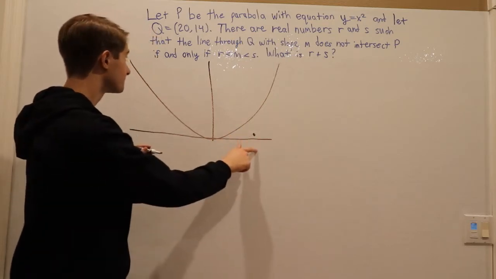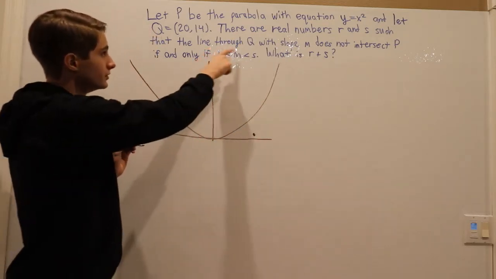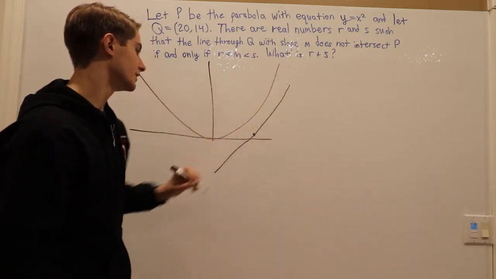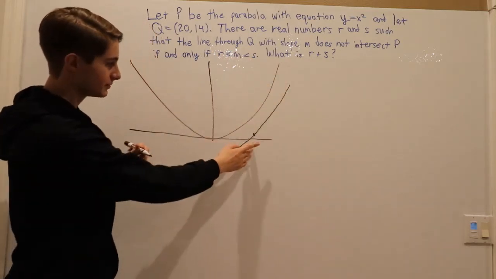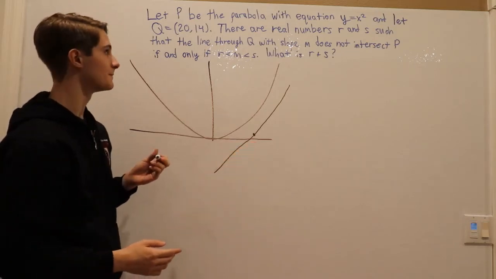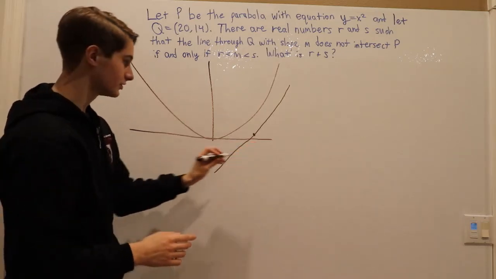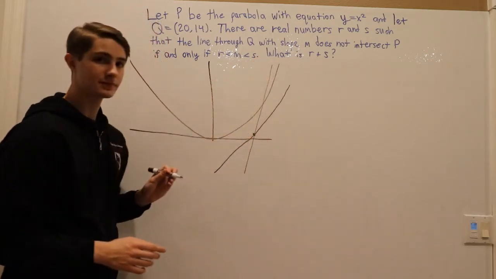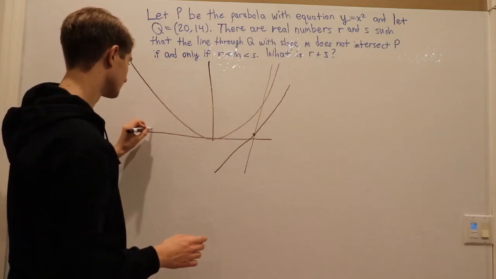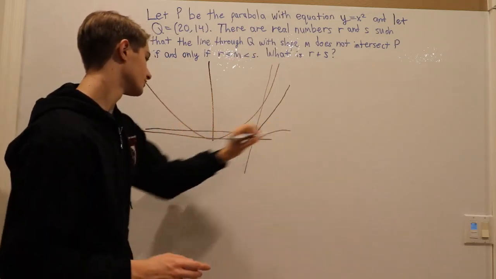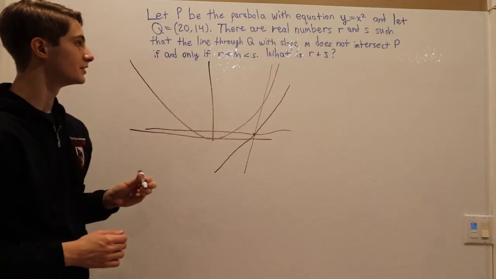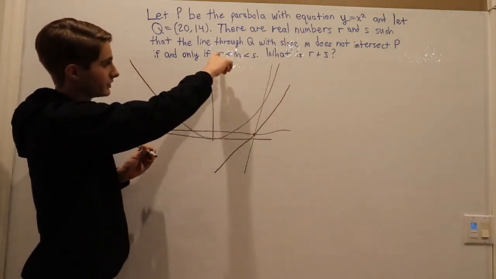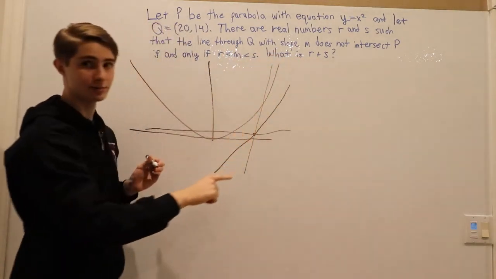So this is Q. And we have a line that goes through Q with some slope. We want this line to not intersect the parabola. So this is an example of a line that wouldn't intersect the parabola. If we increase the slope enough, then the line will go through the parabola. And similarly, if we decrease the slope, then the line will also go through the parabola. So we want to find all of the slopes that cause this line to not intersect the parabola.